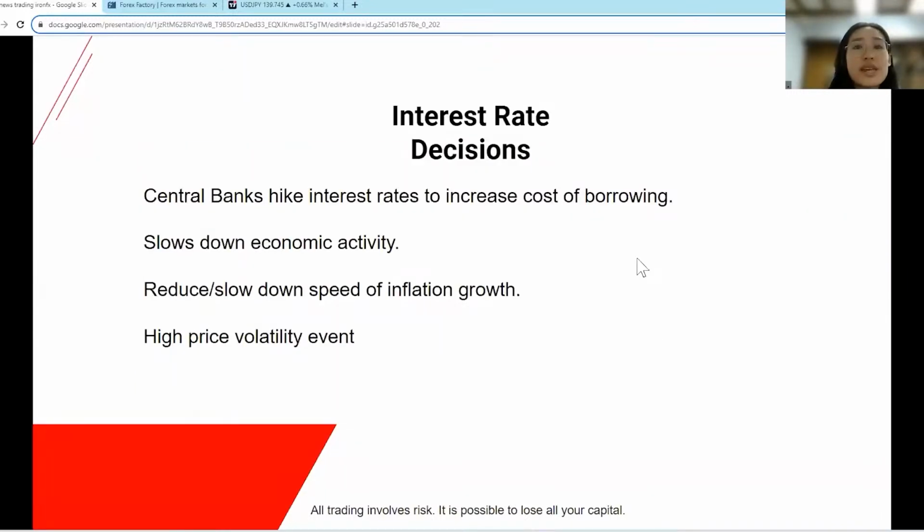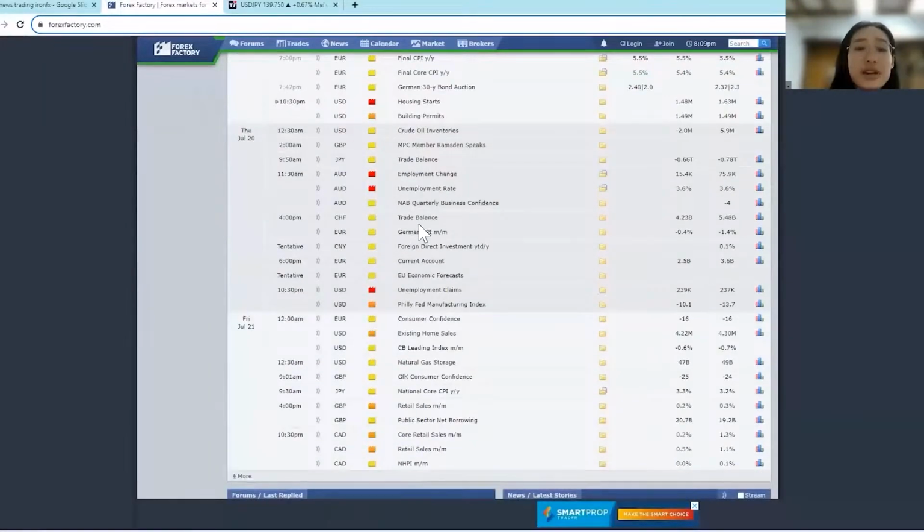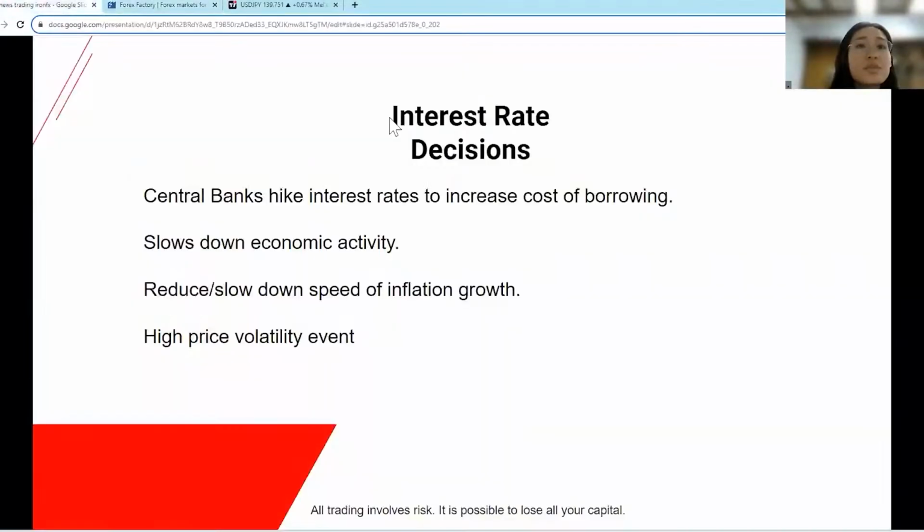Okay, so what exactly do interest rate decisions mean? Central banks hike interest rates to increase the cost of borrowing. This slows down economic activity. It also slows down the speed of inflation growth. This is also a high price volatility event. So every time that we see there is an interest rate decision coming out, you can anticipate a high price volatility event is about to occur.